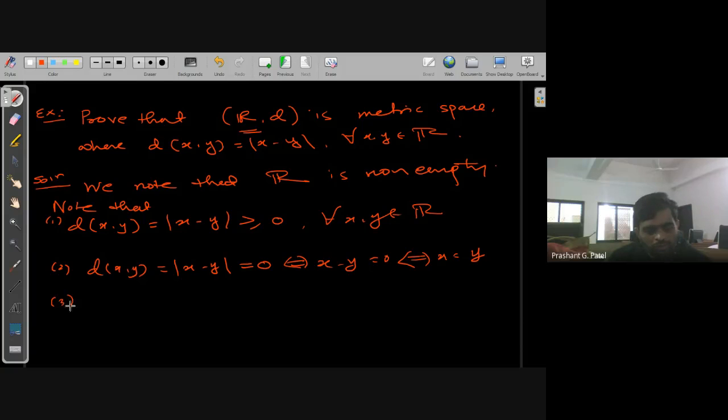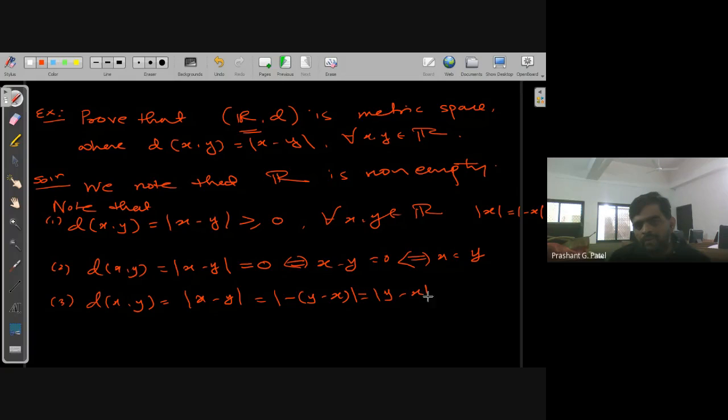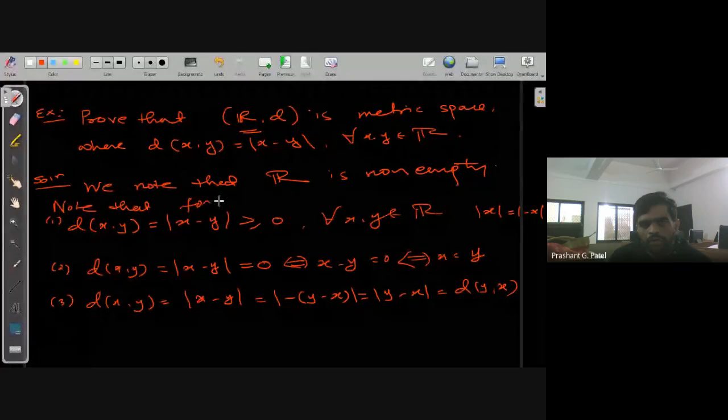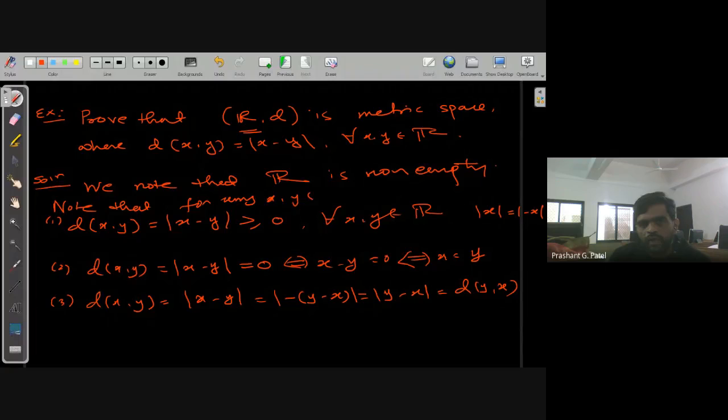For the third one, the distance between x and y, which is |x − y|, we can write as |−(y − x)|, and we know that |x| is the same as |−x|. So this will be |y − x|, and so this is d(y, x). The third condition is also satisfied, and this is true for any x, y belongs to R.